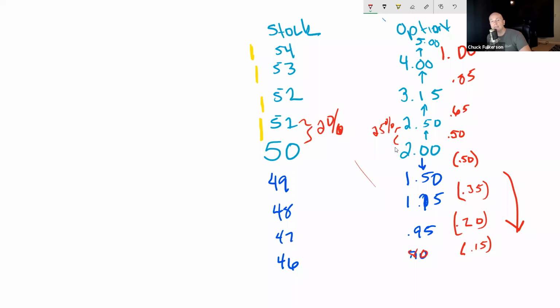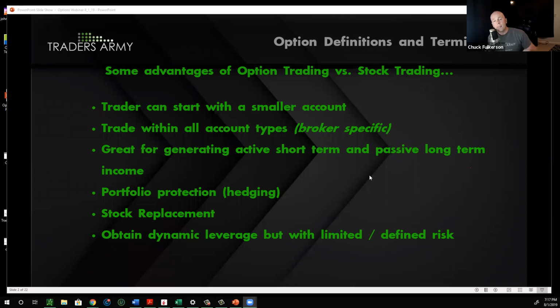Now, that's just this hypothetical example, but the point is that is the difference in leverage. And then for each time it goes up, that percentage will continue to rise. So when we talk about dynamic leverage, that's what we mean. And the other side is that we've got limited and defined risk, meaning I can't lose any more than I put into the trade in some of the positions, right? When I'm buying an option, I can't lose more than what I put into the trade. So some interesting things to look at when you come to what options are and how I can use them.